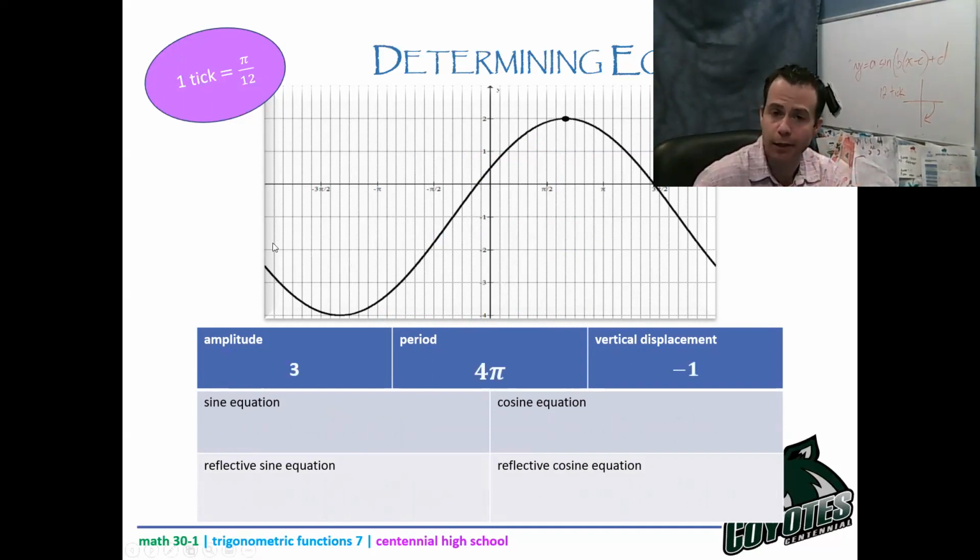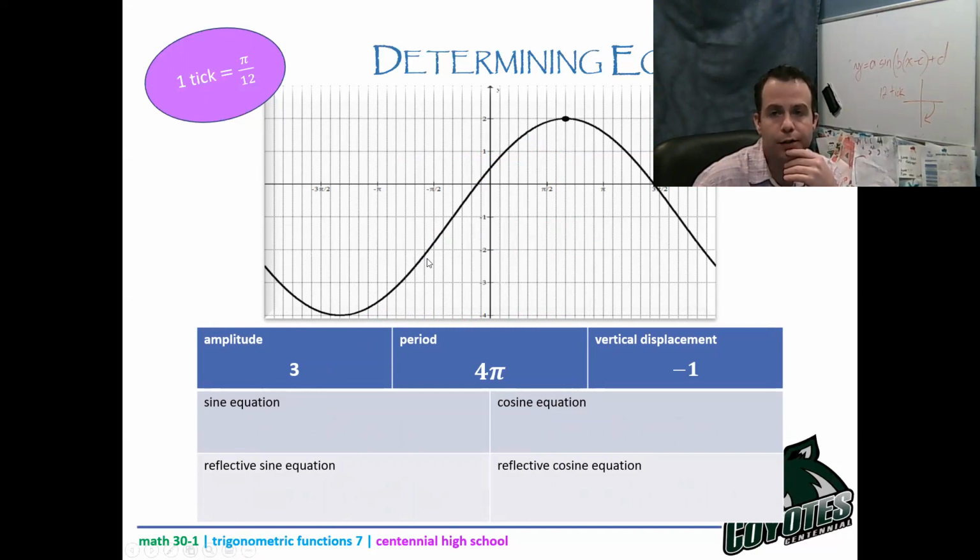So now I know my A value. My A value is 3. My B value is going to be 2 pi over 4 pi, so that'll be a half. And my D value is negative 1. So now I'm ready to build the equations. When I go to build the equations, I just have to think about where each guy is starting. So I know that sine is going to start on the midline and head up. So if you can see my mouse circling there, that's going to be where sine is.